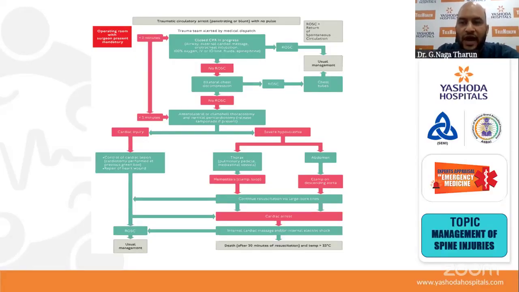If there is no activity of the heart after 30 minutes or more than 45 minutes of resuscitation, then declare the patient as dead, after 30 minutes of resuscitation, and depending upon the scenario of the patient.